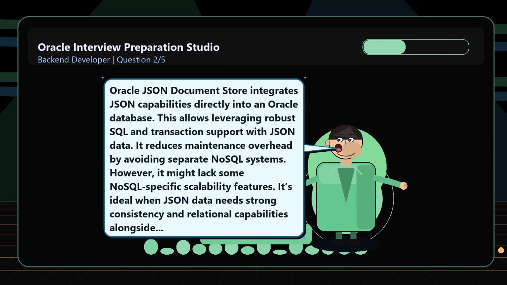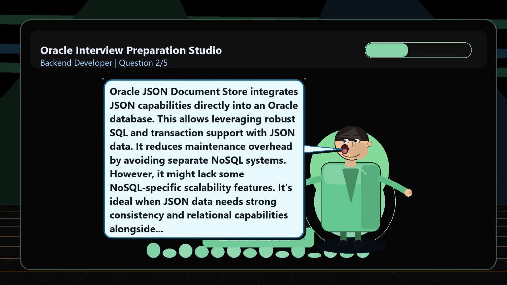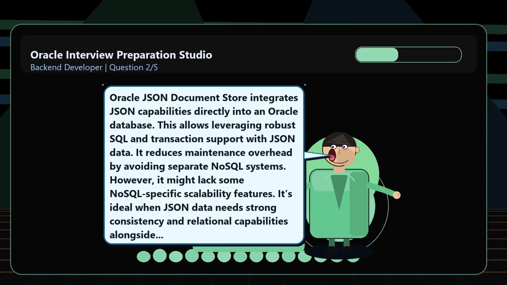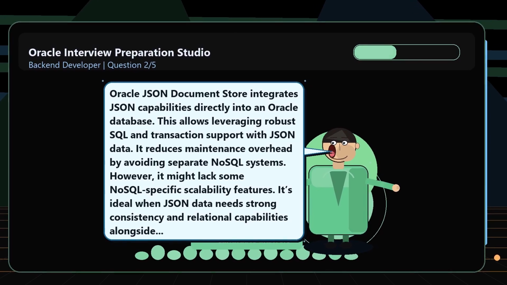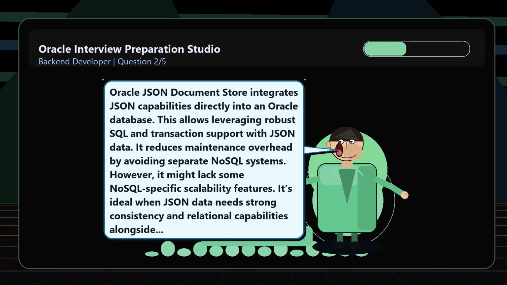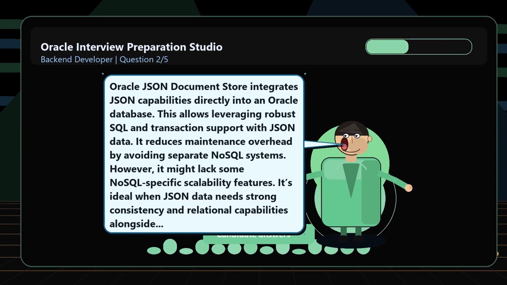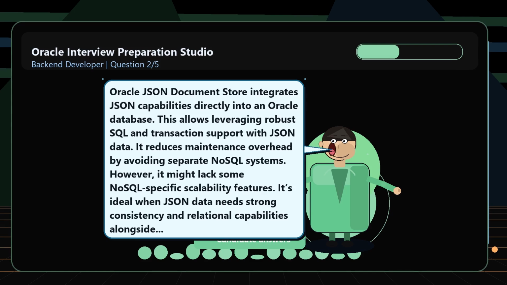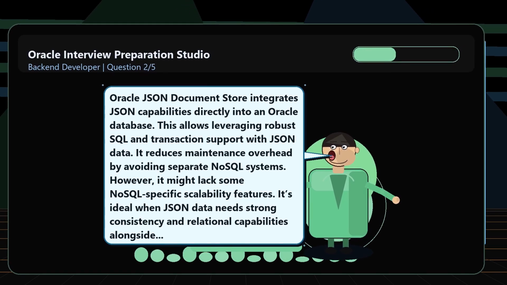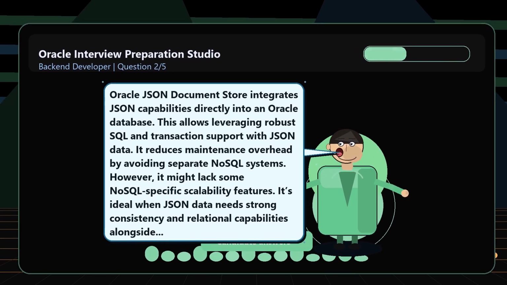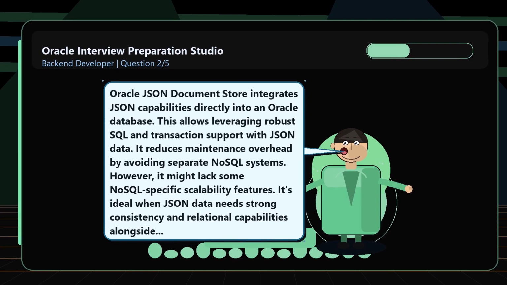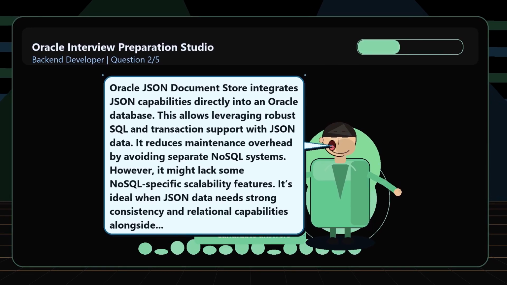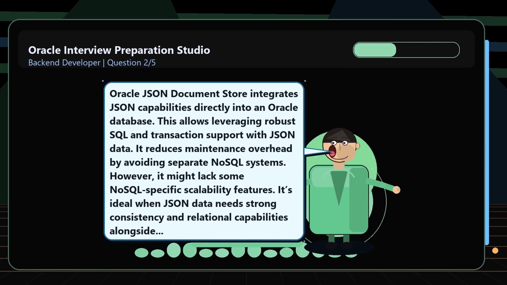While dedicated NoSQL databases might offer better horizontal scaling and some flexible features, Oracle's JSON store offers strong consistency and the ability to combine relational and document queries. It's particularly suitable when your backend needs both JSON flexibility and powerful transactional guarantees. In edge cases needing extreme scalability, you might consider dedicated NoSQL, but often the integrated approach balances flexibility and reliability effectively.